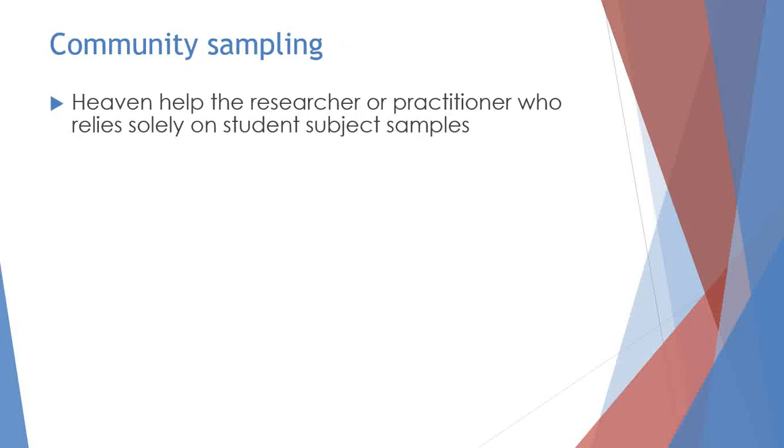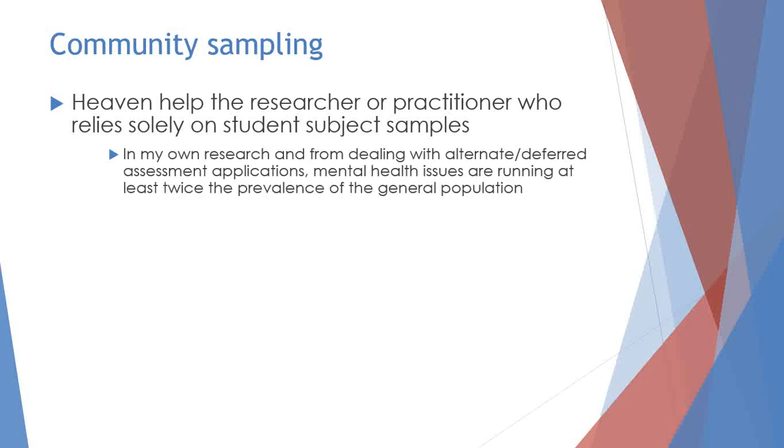So heaven help the researcher or practitioner who relies solely on student subject samples. In my own research, looking at and measuring responses of the subject pool, and also just from dealing with alternate or deferred assessment applications, mental health issues are running at least twice the prevalence of the general population in our subject pools. Maybe it's a property of being a university student, or maybe it attracts a certain type of person to psychology.